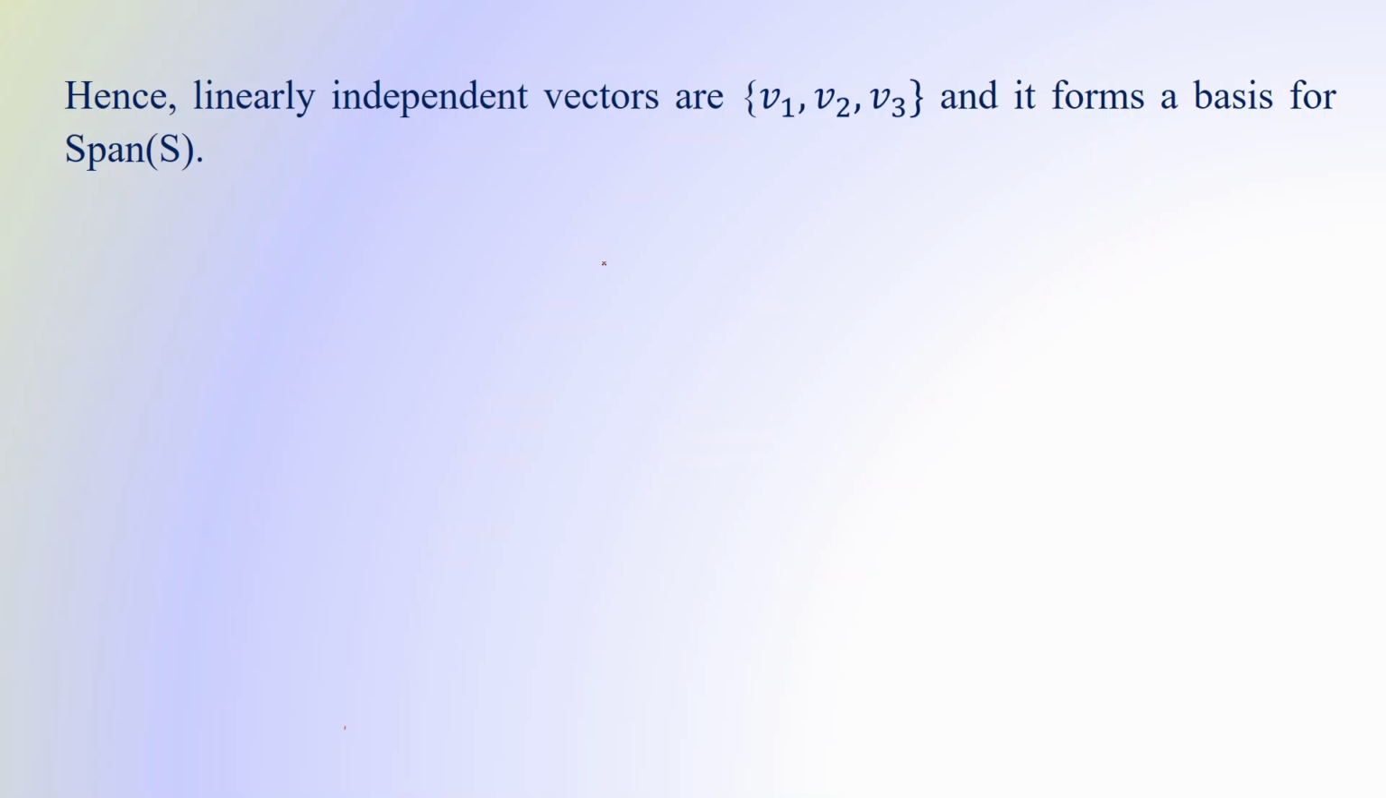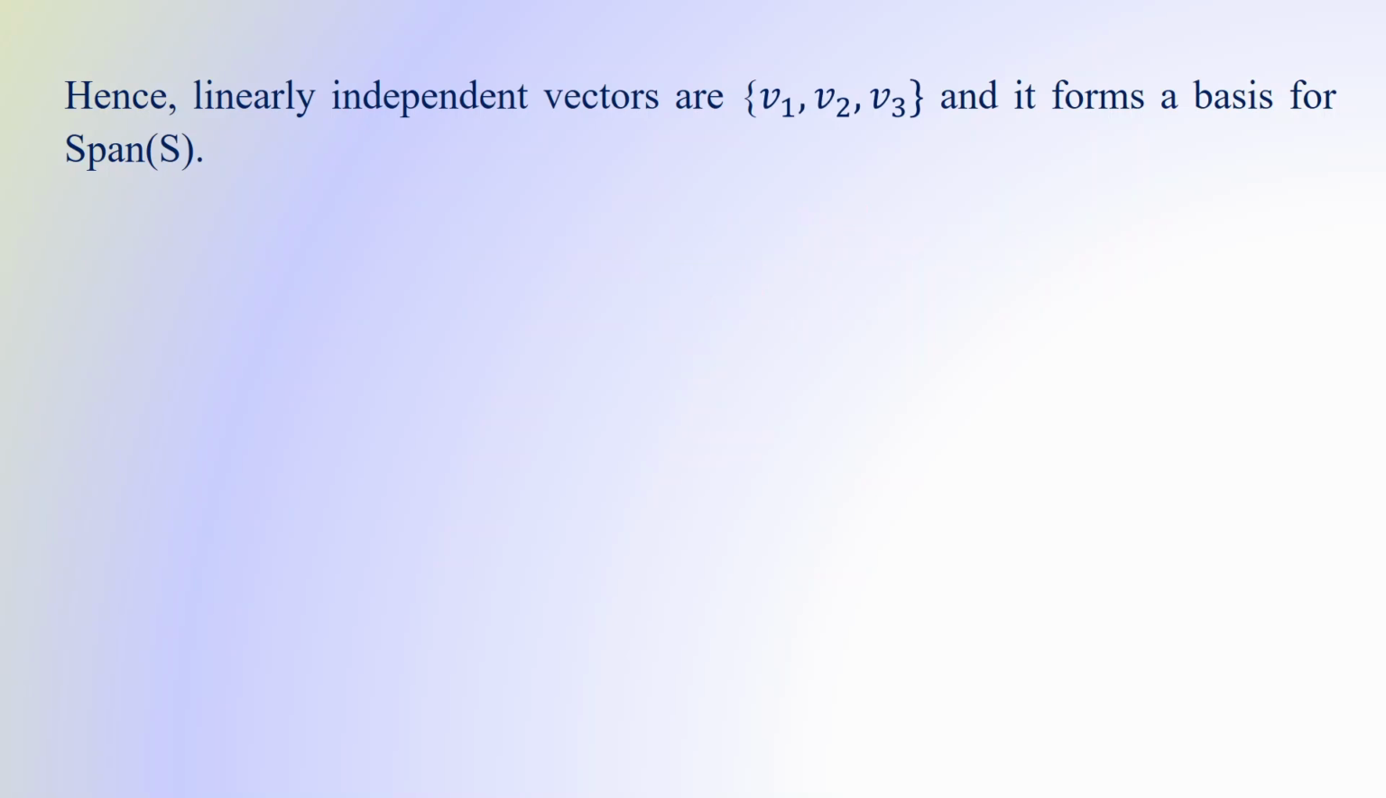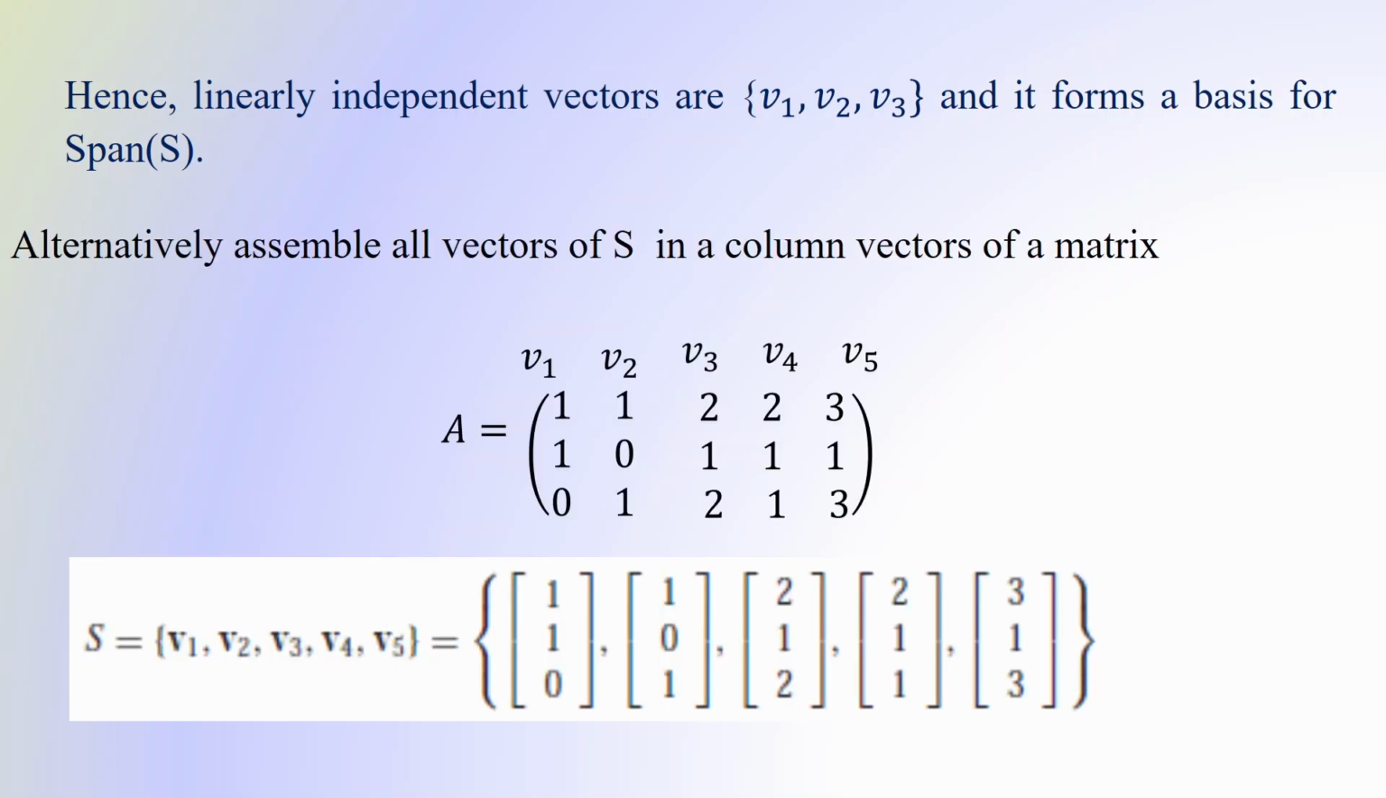So what we have done, since we have V1, V2, V3, V4, V5, to find the basis for this span of S, we select the linearly independent set from V1, V2, V3, V4, V5, taking a linear combination equal to 0. But alternatively, we can use an easier method to find the linearly independent vectors from a given set.